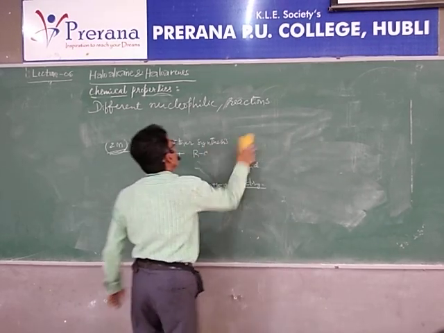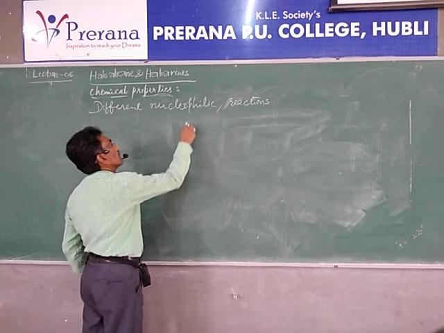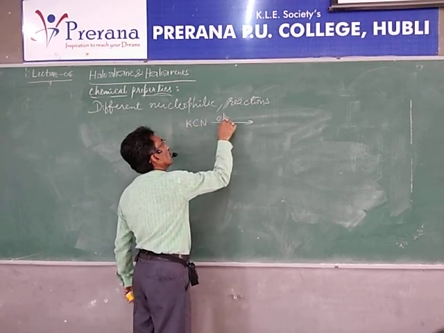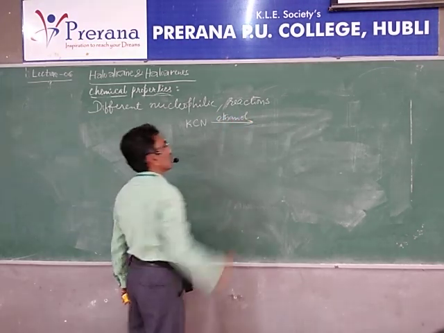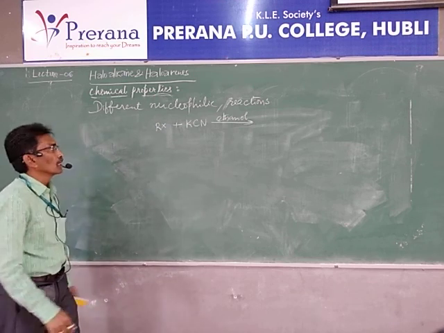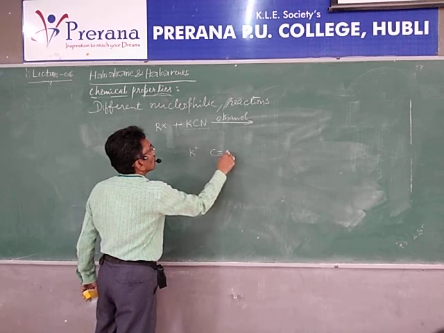Now move to a reagent like KCN, which is dissolved in ethanol, ethanolic KCN with RX. What is the nature of a nucleophile? CN minus.